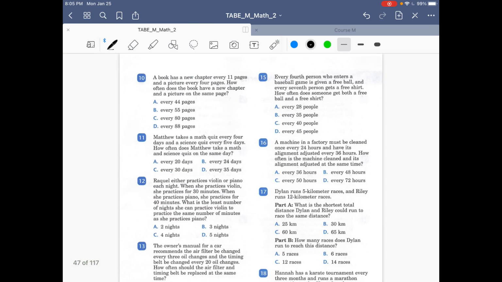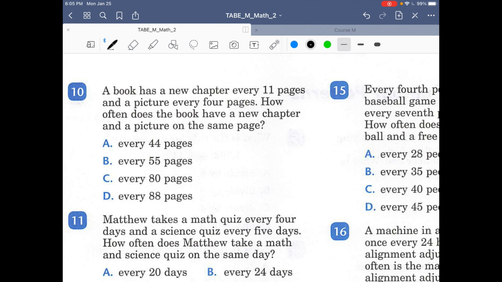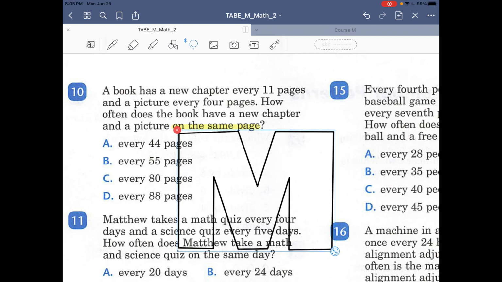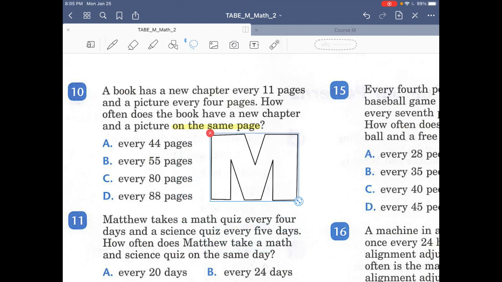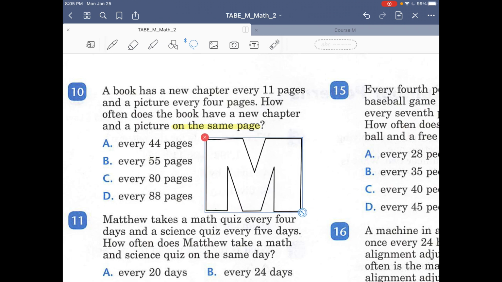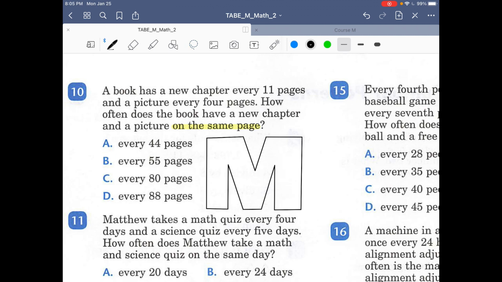Okay, number 10. A book has a new chapter every 11 pages and a picture every 4 pages. How often does the book have a new chapter and a picture on the same page? I want to encourage you not to overlook those keywords. Remember, on a test, we're not going to have a whole page of the same kind of problem. So you have to learn how to read the problem and understand what they're asking you to do.